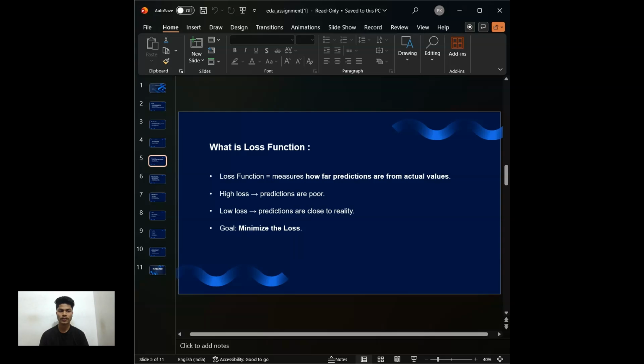So what is the loss function? It measures how far our predictions are from the real answers. If the difference is large, the loss is high. That means our line is not fitting properly. If the difference is small, the loss is low. This means our line is quite accurate. So the goal is simple: we want to minimize the loss. In simple words, to reduce the error as much as possible.